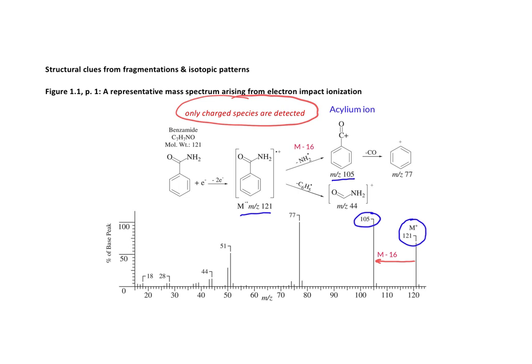The acylium cation can further decarbonylate to lose carbon monoxide, a loss of 28 atomic mass units, to give the benzene cation, mass over charge of 77. We typically are not required to analyze to the left of the base peak, and I will not require that in this class.